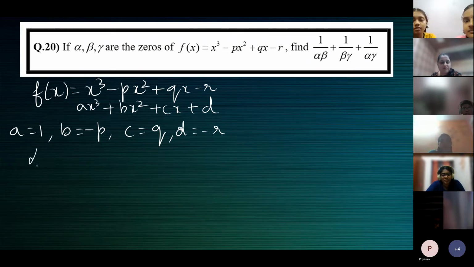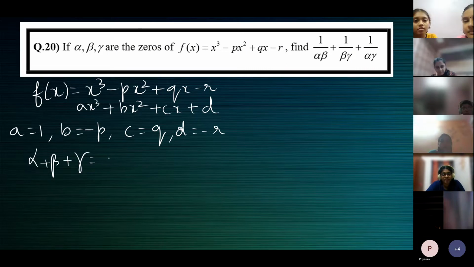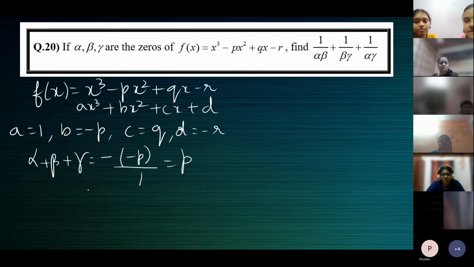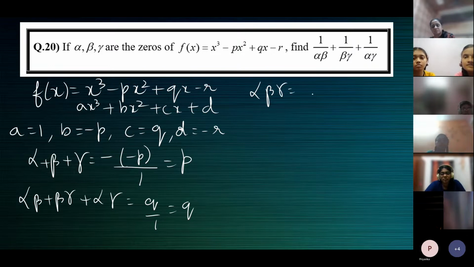What will be alpha plus beta plus gamma? Minus b by a. So it will be minus b, this is b by a, so it is p. Correct? Yes, ma'am. Okay. So what is alpha beta plus beta gamma plus alpha gamma? C by a, by 1, which is q. And what is alpha beta gamma? Minus d by a. So minus r by 1, so r.